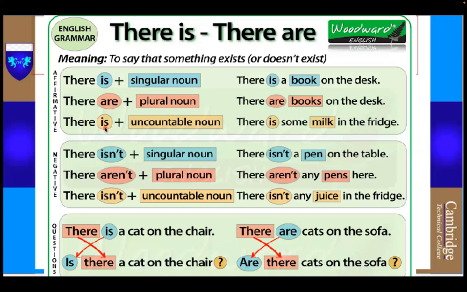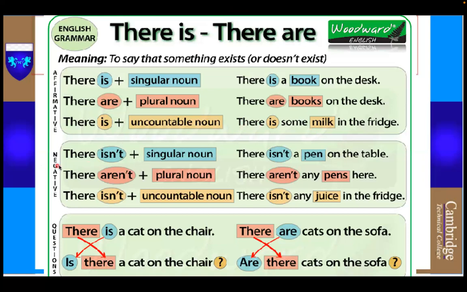There is, we can use it also if we have an uncountable noun, meaning nouns that we cannot count, like most liquids. Milk. There is some milk in the fridge. There is some water, some oil, some sugar, some tea, some coffee. There is some juice. Is that clear? All of them are uncountable.